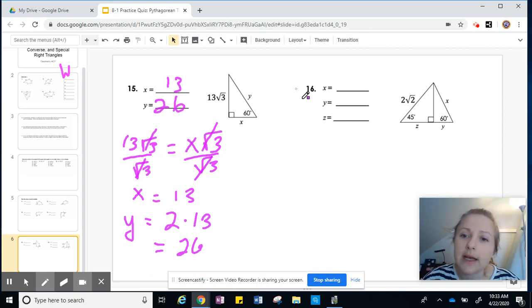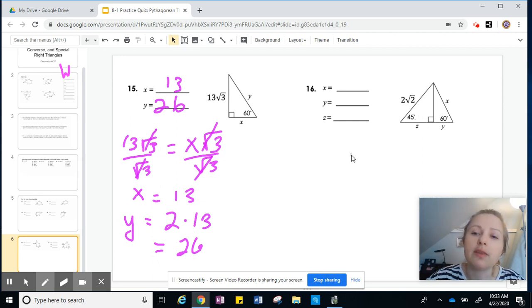All right, so last one. We have two triangles here. One of them, so this one is a 45, 45, 90, and this one is a 30, 60, 90. And they only give us this right here. So let's find the legs of this one first.